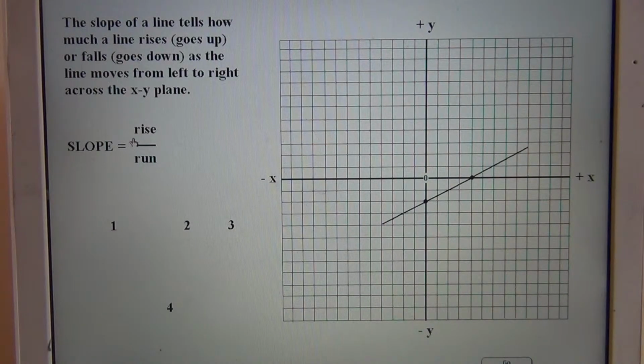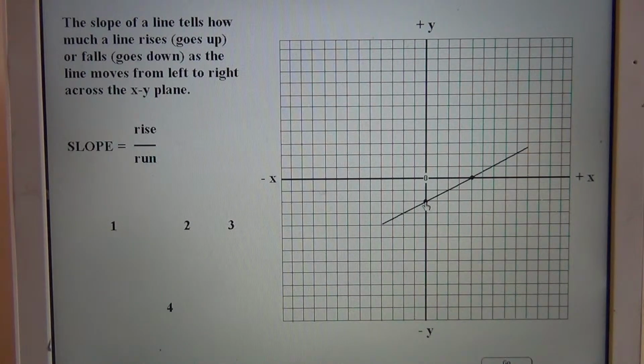So that's how I remember this formula. The slope is equal to the rise, R-I-S-E, over the run. Well, let's just take a look here. Let's look at this point and this point. Those are the 2 points that determine this line.